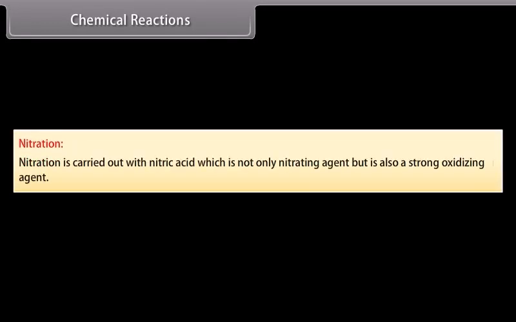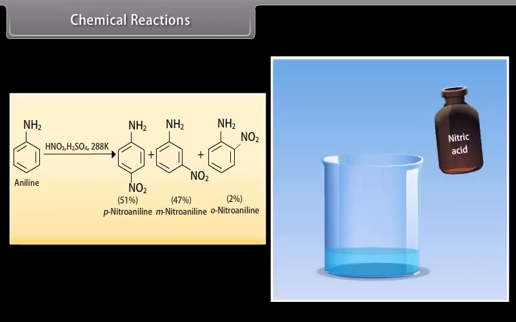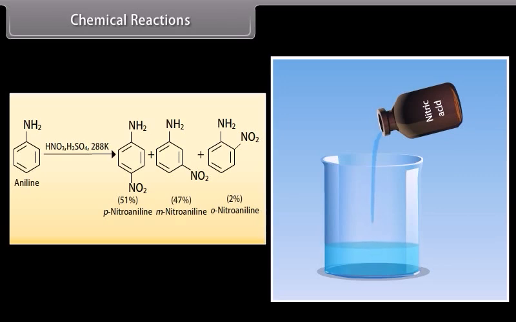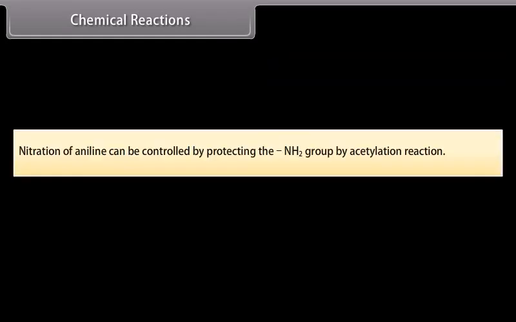Nitration. Nitration is carried out with nitric acid, which is not only a nitrating agent but also a strong oxidizing agent. Therefore, direct treatment of aniline with nitric acid leads to oxidation of the highly activated benzene ring, resulting in the formation of complex oxidation products. Nitration of aniline can be controlled by protecting the NH2 group by acetylation reaction.